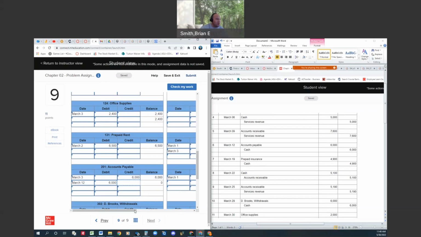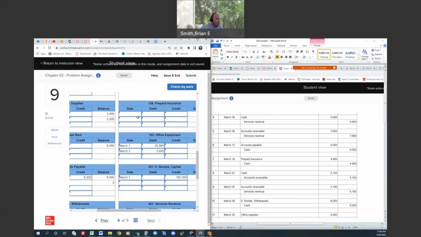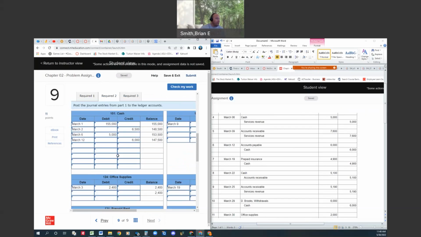March 19th, we have prepaid insurance. So let's go to prepaid insurance. There it is. March 19th. We're going to debit prepaid insurance because prepaid insurance is an asset. In theory, we can get a refund or we can factor it out. We can do a lot of things with it if we need to, or we can just use it like we intend to. So we pay in cash, so $4,900 is going out. Next thing looks like we're doing more work. We're getting more money, so we got $5,100 coming in on March 22nd. We're going to have more revenue.